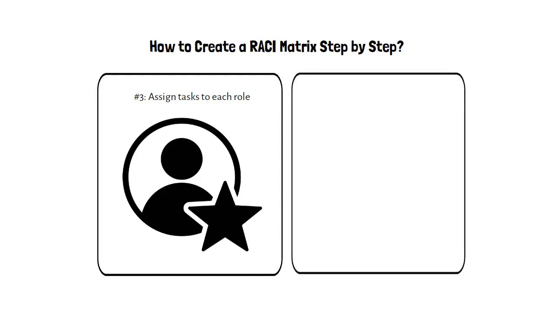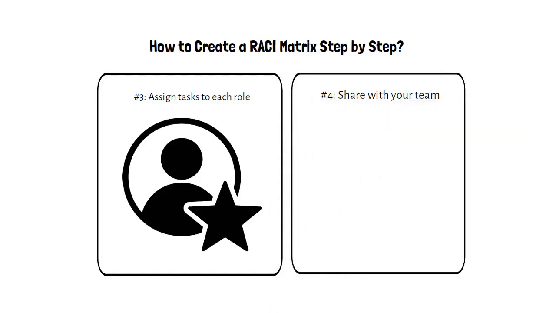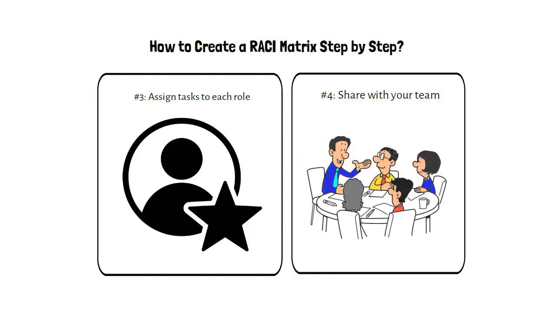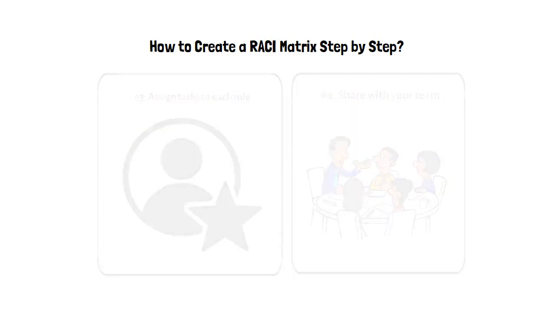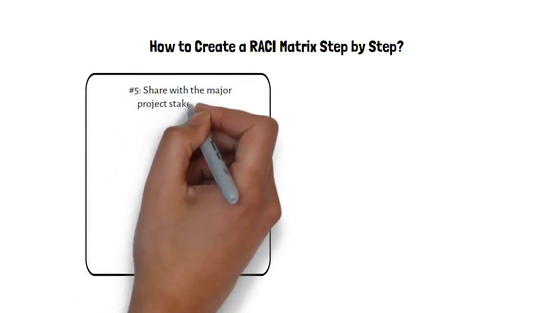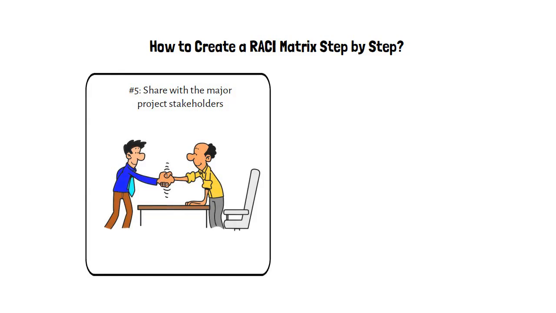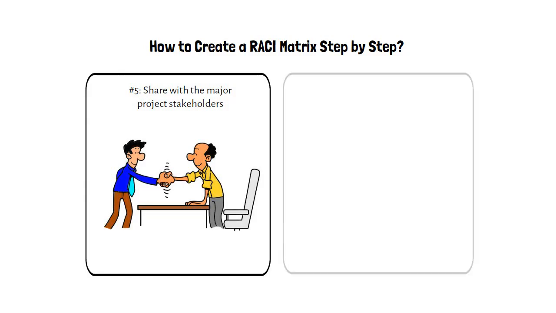Step 4. Share with your team. Once you have created the RACI matrix, share it with your team to gather team thoughts. This is very important because everybody should understand their roles and responsibilities. Step 5. Share with the major project stakeholders. Arrange a meeting to discuss the RACI chart with your major project stakeholders. Try to arrange a short meeting to avoid time-consuming discussions.